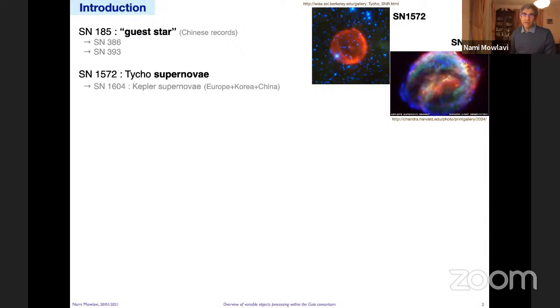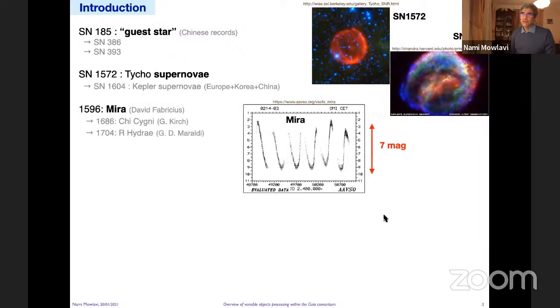And the next ones are just a few years later with the famous Mira, which has a pulsation of 7 magnitudes, which is really huge, which makes it appear to the visual eye at some times, but then it disappears for quite some time. And the first time it was observed, people thought that it was one of those supernovae or guest stars that appear, and that would be the end of it. But actually it reappeared, and 2 other Miras were detected not long thereafter.